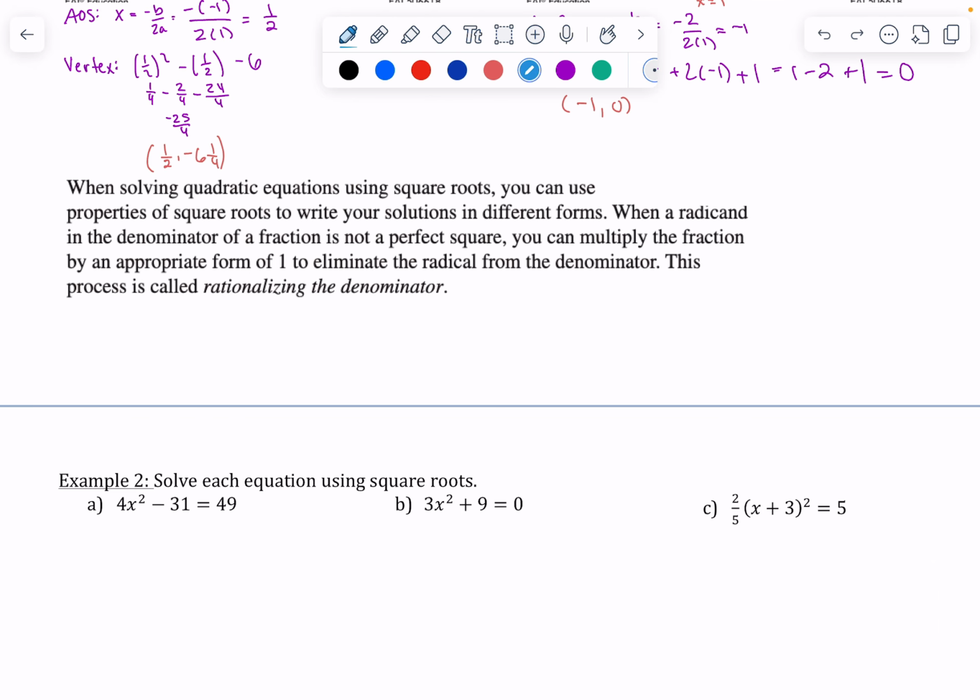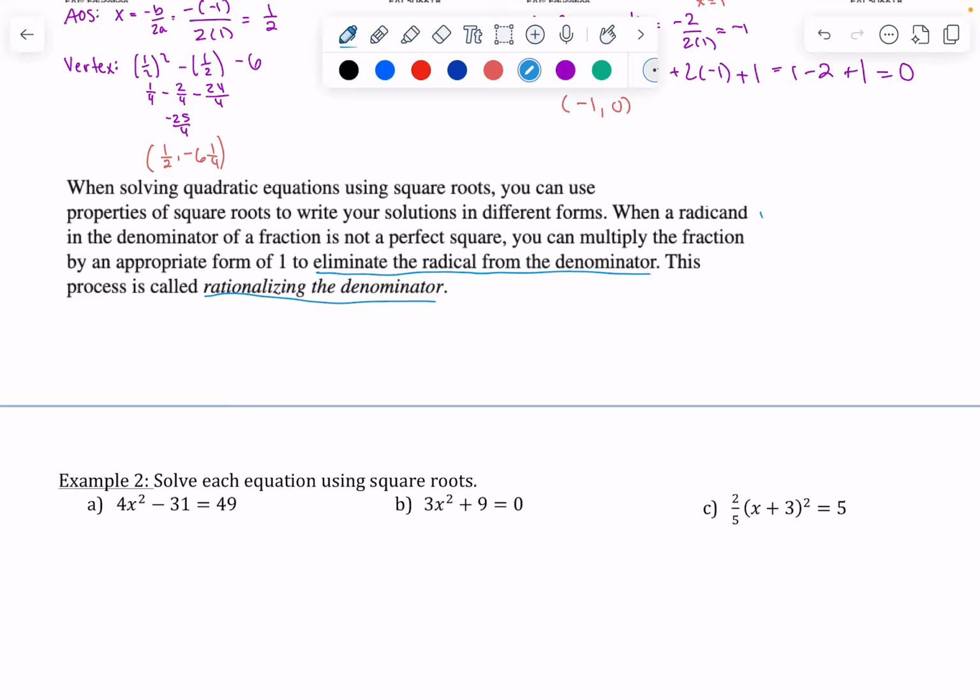When solving quadratic equations using square roots, you can use properties of square roots to write your solutions in different forms. So when you have a radical in the denominator of a fraction that's not a perfect square, you can multiply the fraction by an appropriate form of 1 to eliminate the radical from the denominator. This process is called rationalizing the denominator. So rationalizing the denominator is when we get rid of the radical from the denominator, okay? You don't want radicals in the denominator because it just makes things way too complicated.